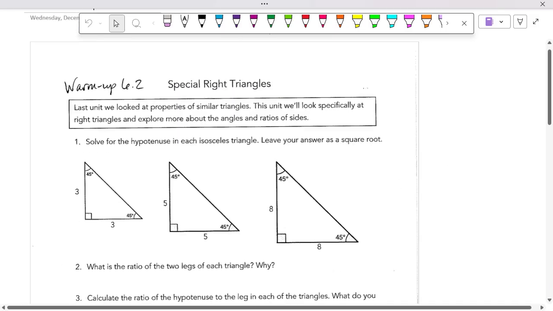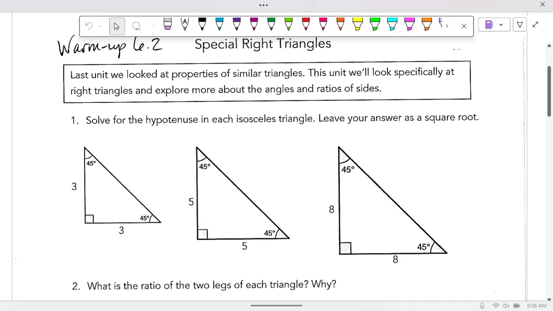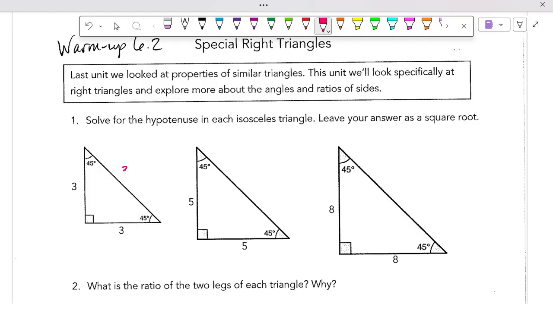So first off, who wants to start us off with number 1? After you did Pythagorean theorem and everything, what did you get for the 3-3 triangle? Someone raise your hand, tell me what you got after you simplify the radical. Elizabeth. Good. If you did Pythagorean theorem, you should have gotten the square root of 18, and then you had to simplify the radical to 3 square root 2. All right. Elizabeth, pick someone to tell me the next one.